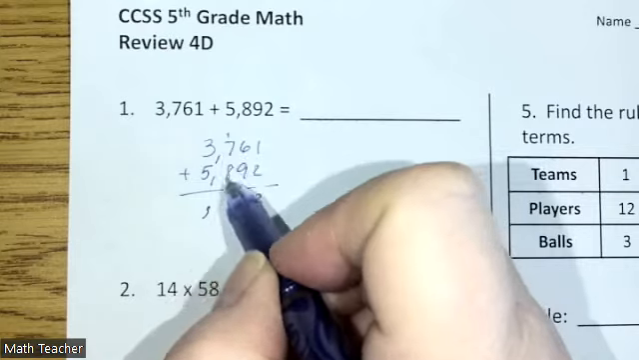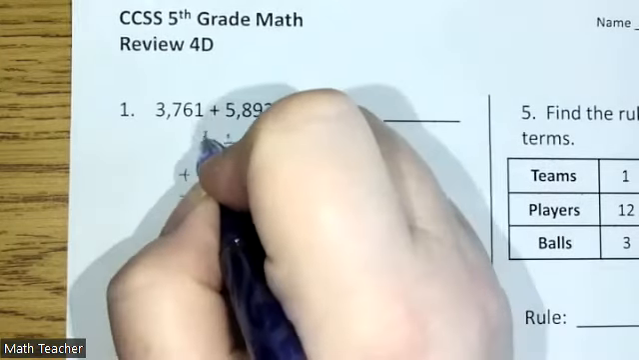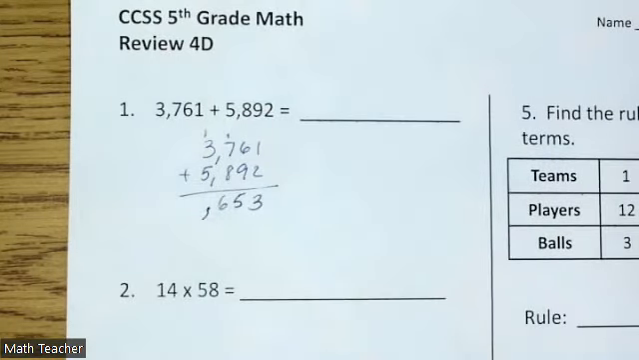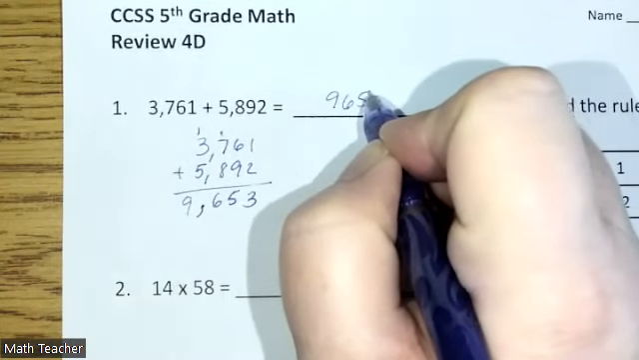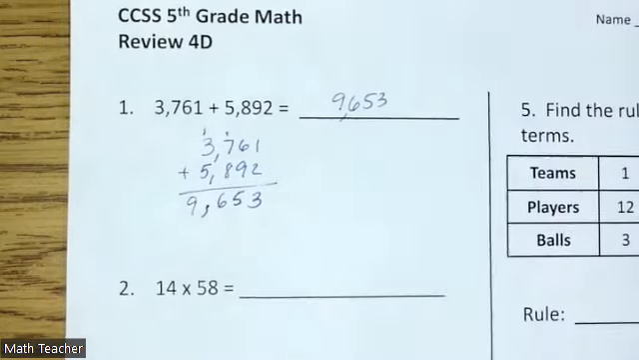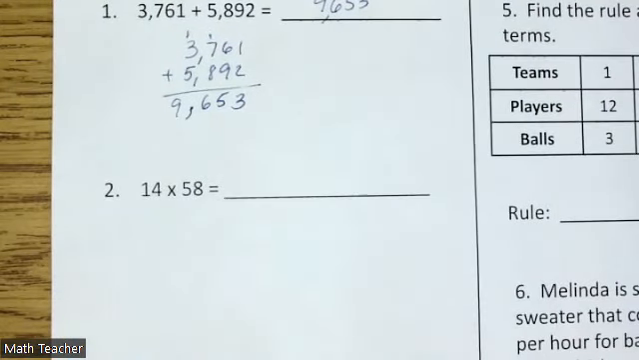7 plus 1 is 8, plus 8 is 16. Write the 6, carry the 1. 5 plus 3 plus 1 is 9. So we get 9,653. Number 2, we have 14 times 58.